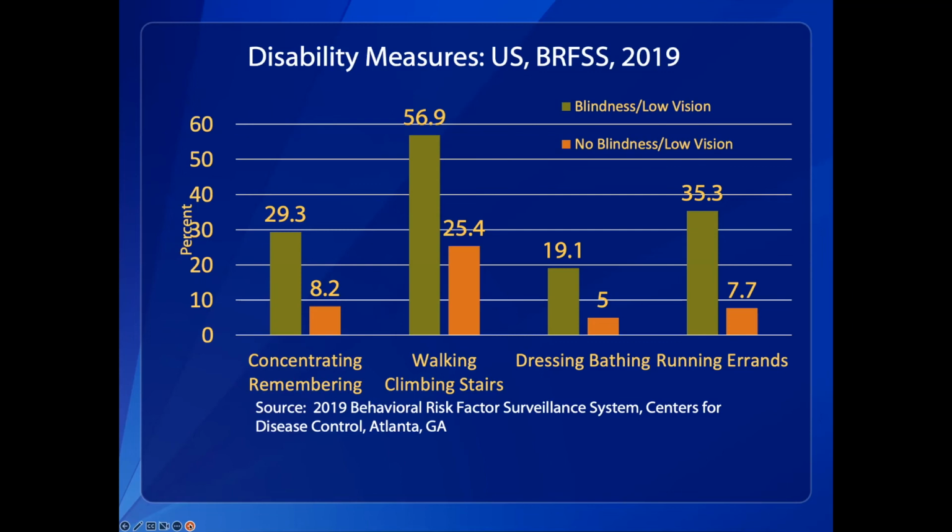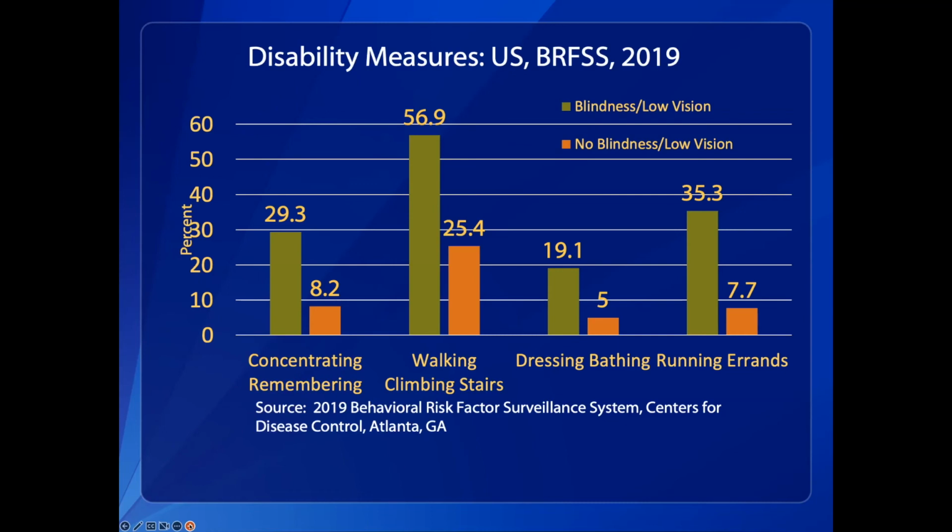So there's questions about cognition, concentrating, remembering, mobility, walking, climbing steps, dressing, bathing, and then running errands. So running errands is like an IADL. So these terms, those old terms are passe, there's kind of a new measure. But the point is that people with vision impairment are more likely to report difficulty with cognition. They're more likely to report difficulty climbing steps, twice as likely, almost five times as likely, four times as likely to report difficulty bathing and dressing, and about five times as likely to report difficulty running errands.